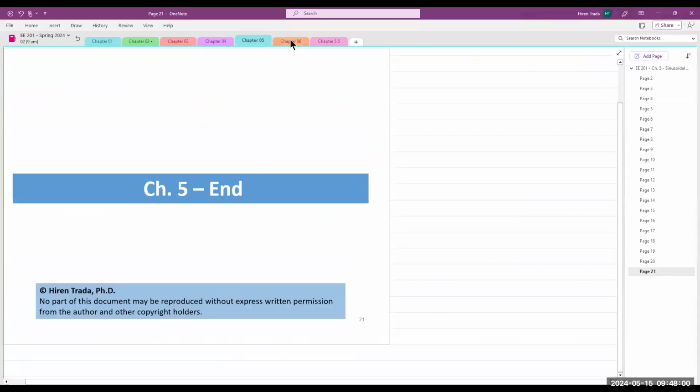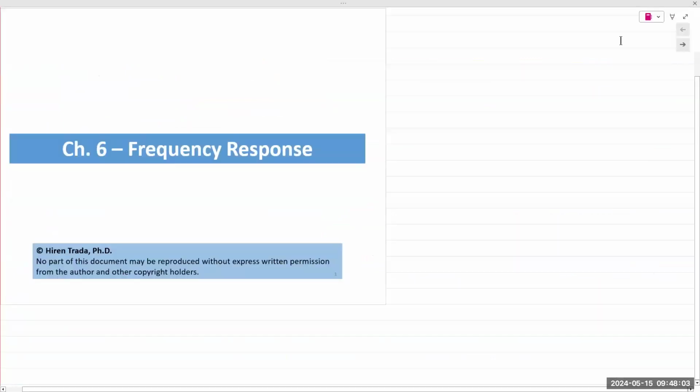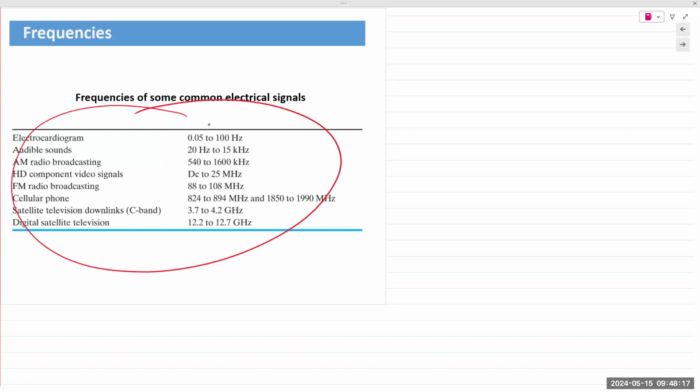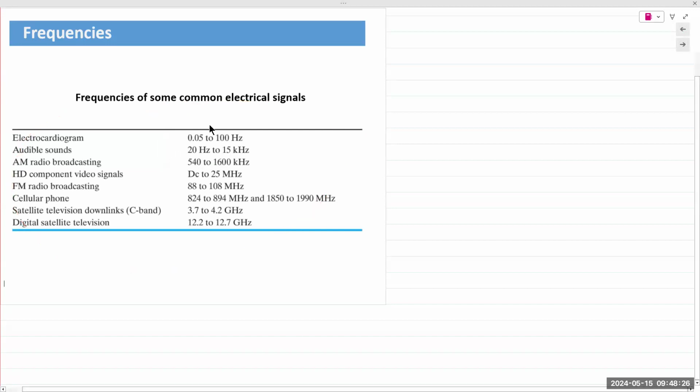And let's introduce chapter 6, frequency response. Before I begin frequency response, well, not before, actually, the first slide itself makes the point. Look at all the frequencies of some of the common electrical signals we use in everyday life. By now, everybody should be able to answer that the frequency of a power outlet is 60 hertz. Outside of North America, it is 50 hertz.